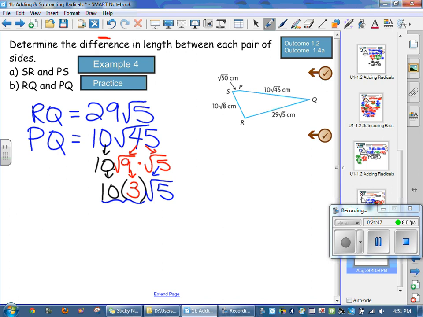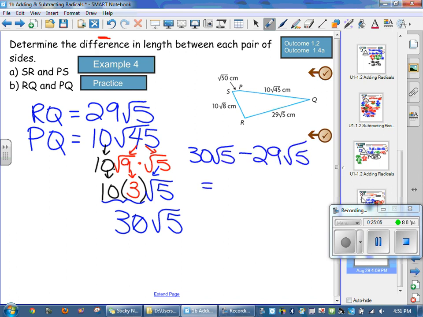So now I'm going to take large, subtract small. So I'm going to take my 30 root 5, subtracting 29 root 5, and that's going to give me a difference of 1 root 5. Do you have to show that 1? No, you don't. You can just write root 5.